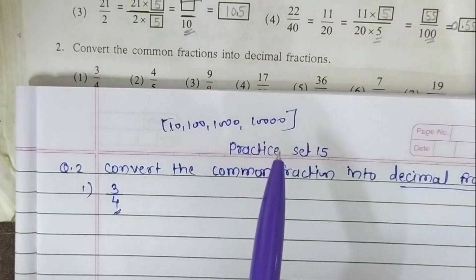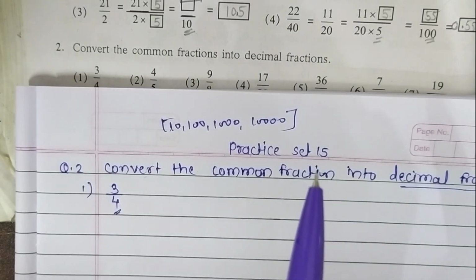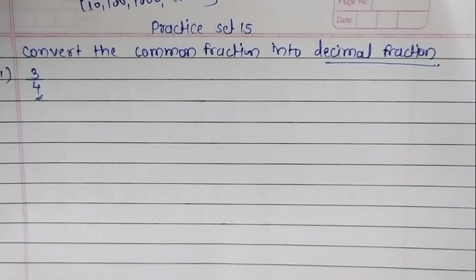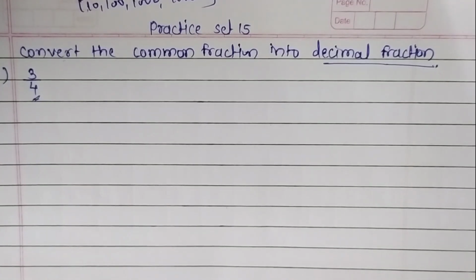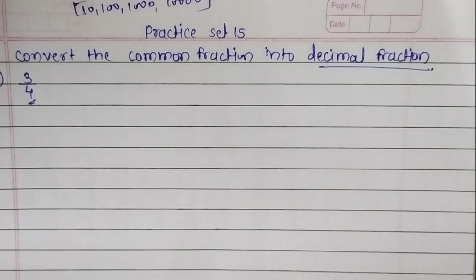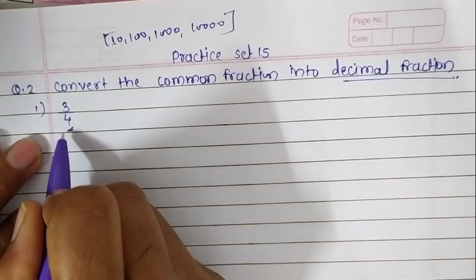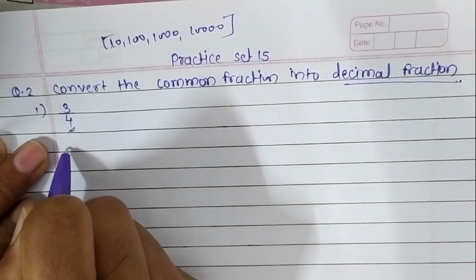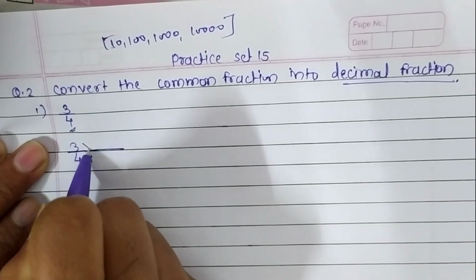A fraction whose denominator is 10, 100, 1000, 10,000 is called a decimal fraction. So we just have to make their denominators 10 or a multiple of 10. Look here, the denominator is 4. Just convert it into a decimal fraction. We are going to do it.